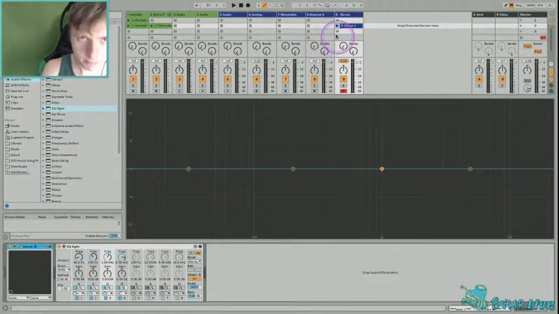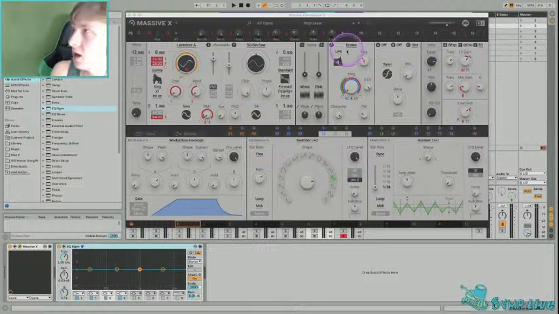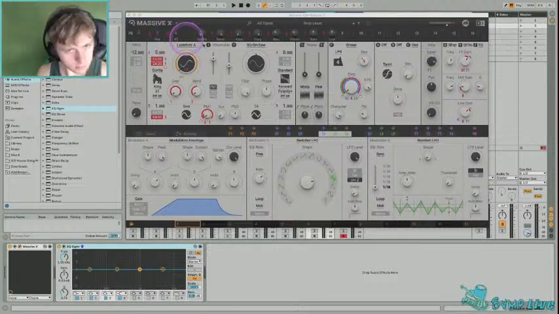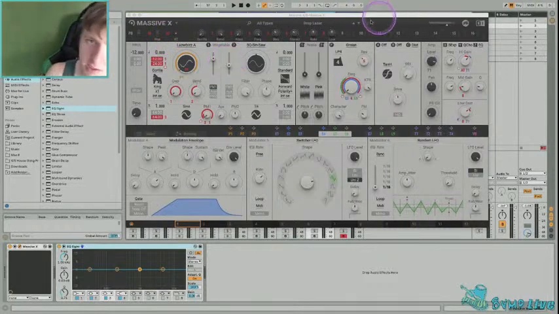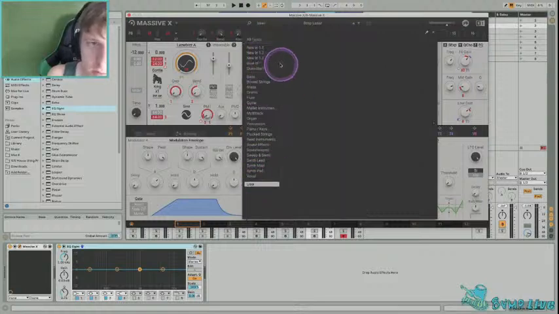All right. Now, let's see what else is there. Oh, let's look at another synthesizer, shall we? Let's look at Massive X. Whoa, buttons, knobs everywhere. Let's make it simple. User or quick start.